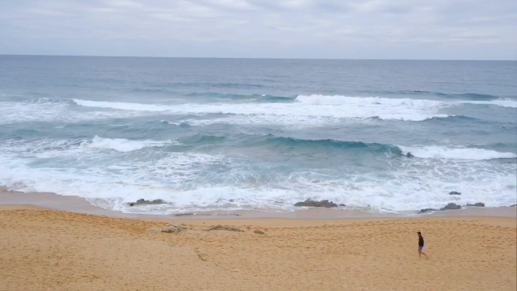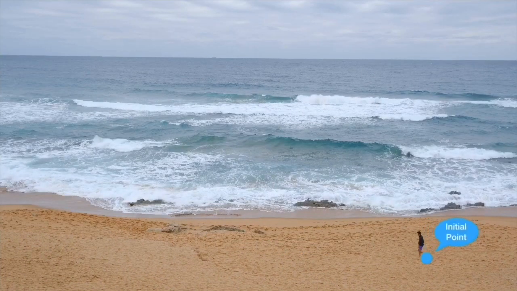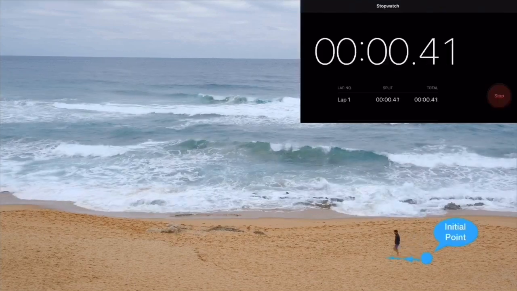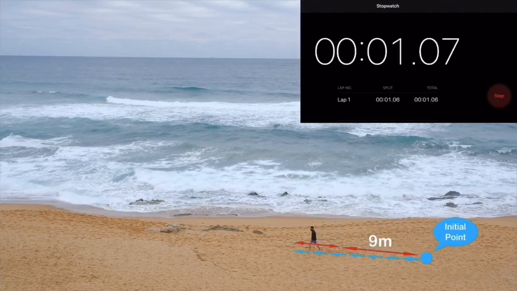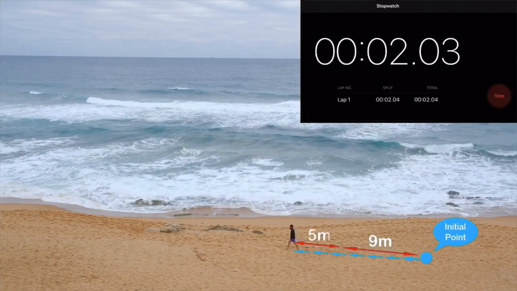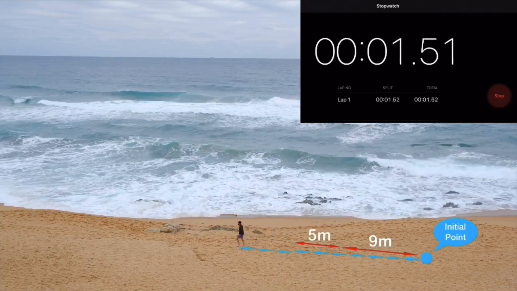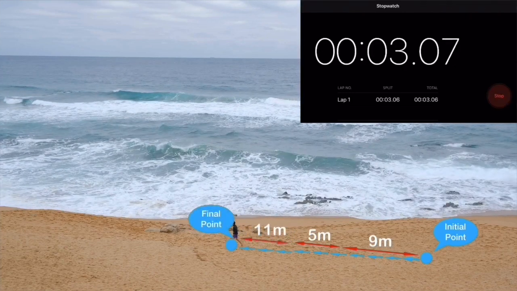Let us take the same example again, but here the man starts walking up to a certain distance, let's say 9 meters. To cover 9 meters, it took 3 seconds. Again he starts walking for 5 meters, and to cover 5 meters, it took 2 seconds. And again he walks up to 11 meters. To cover the distance of 11 meters, it took 3 seconds.